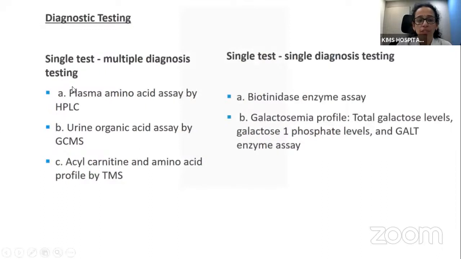Coming to the genetic tests, like plasma amino acid assay by HPLC, high performance liquid chromatography, as well as urine organic acid assays by GCMS, and acyl carnitine and amino acid profile by TMS. These help in ruling out the amino acid disorders as well as fatty acid oxidation disorders. And specific enzyme assays like biotinidase enzyme assay, galactose-1-phosphate levels, total galactose levels, and GALT enzyme assays are also possible and available.